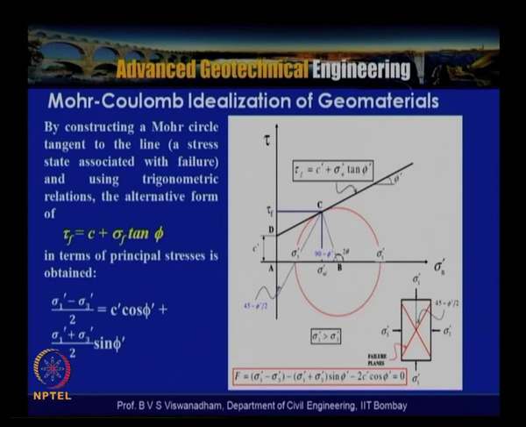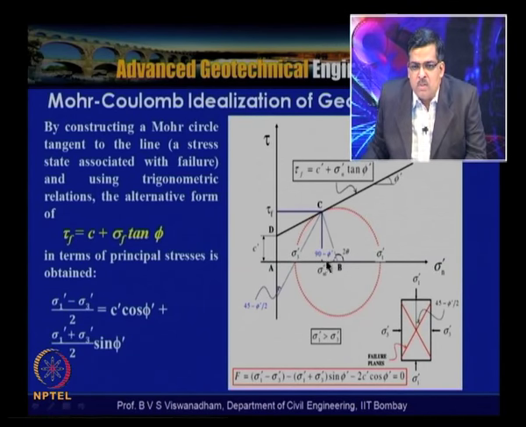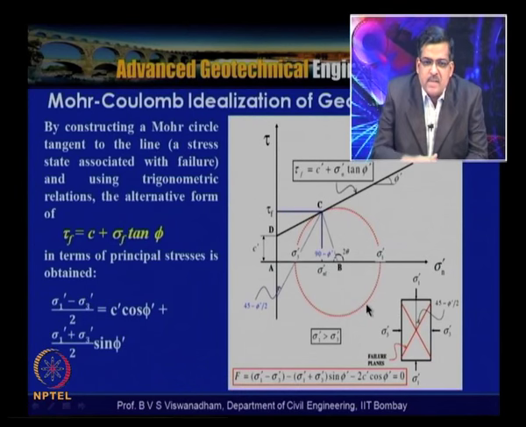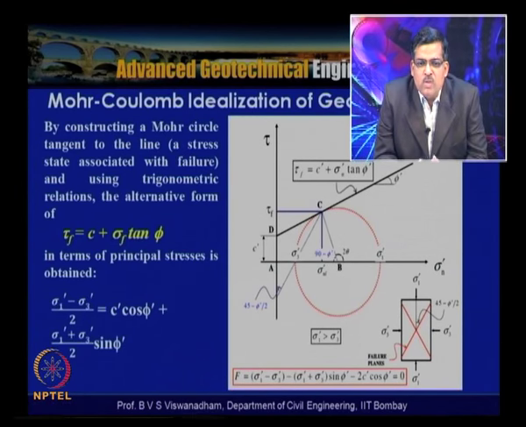In terms of principal stresses, tau f is equal to sigma 1 minus sigma 3 by 2, and sigma f is equal to sigma 3 plus sigma 1 minus sigma 3 by 2, which becomes sigma 1 plus sigma 3 by 2. This point is sigma 3 dash on the axis, and this point measures the distance sigma 1 plus sigma 3 dash by 2. So we can write in terms of principal stresses: sigma 1 minus sigma 3 dash by 2 is equal to c dash cos phi dash plus sigma 1 plus sigma 3 dash by 2 sin phi dash.